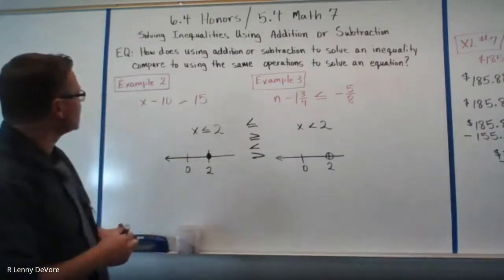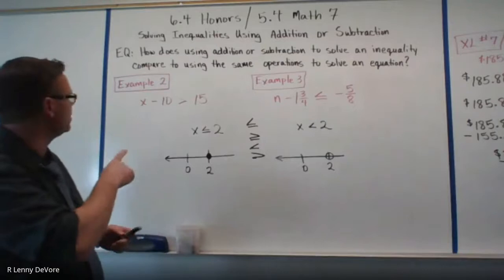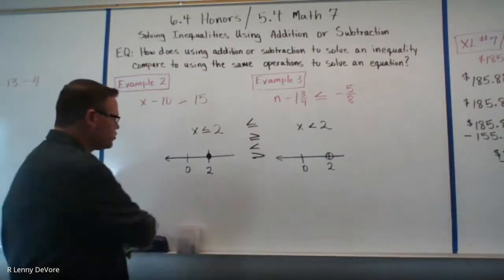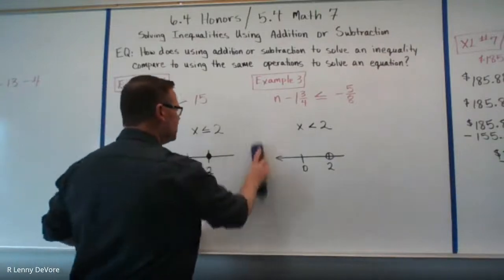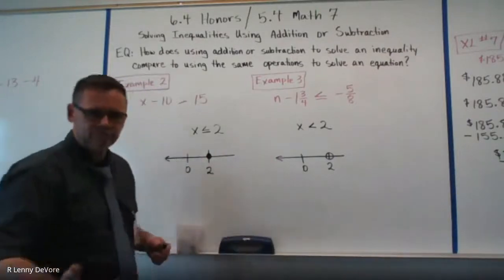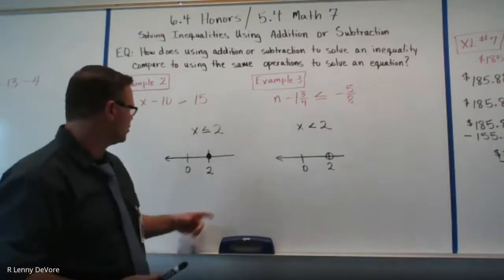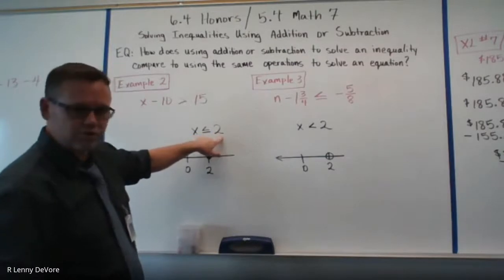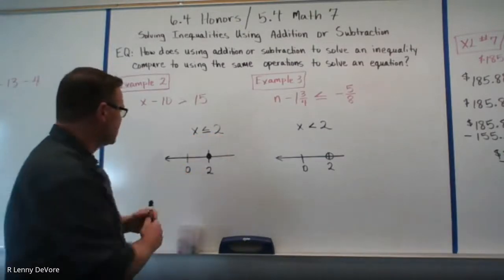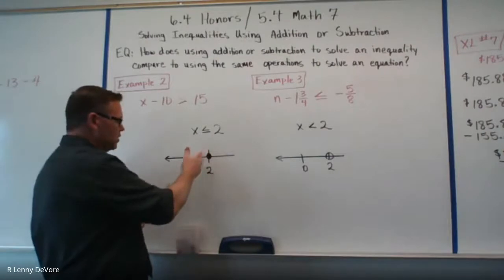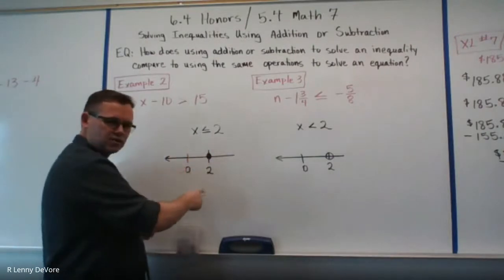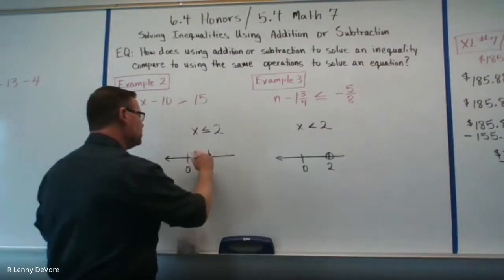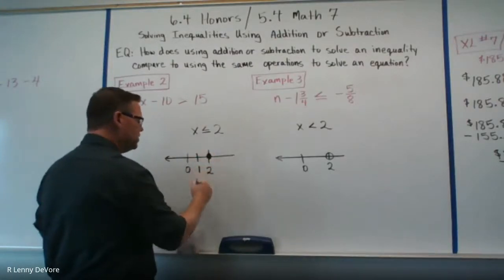All right, so it says, how does using addition or subtraction to solve an inequality compare to using the same operations to solve an equation? The first thing I wanted you to see is a lot of these you're going to have to graph, and I want you to see the difference between the graphs. So this is x is less than or equal to 2. I've got the 2 here, I've got the 0 here. This is all I expect: show that 2 in proximity to 0. I don't expect you to draw the lines in between and put that this is 1, okay?